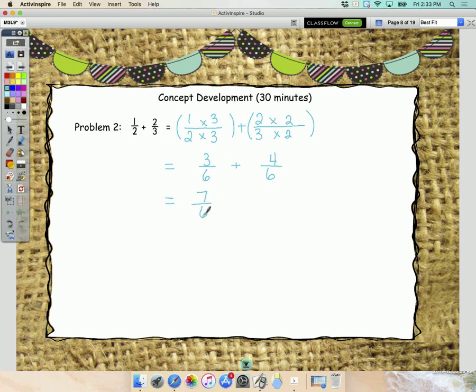So that's improper. 7 is larger than 6. So if I decompose this, I'll take out 6/6 plus 1/6. So my answer is 1 1/6. And circle it. Okay, pretty simple. I think you're probably going to be fine on that one. Now let's look at the next one.